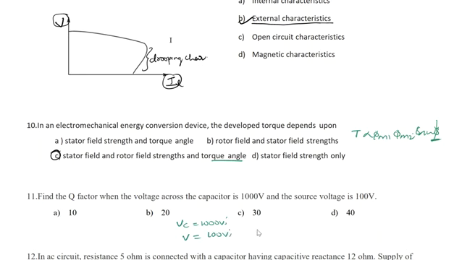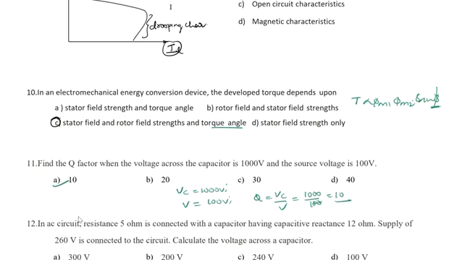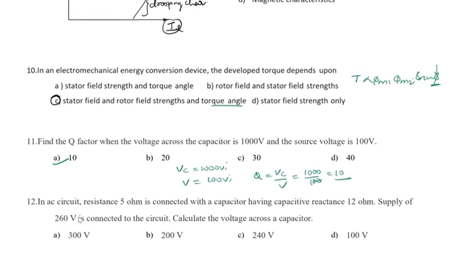Now, what is the quality factor? Q is nothing but the ratio of VC by V here. So VC is 1000 divided by 100. You will get 10. So A is the answer. And the next one.